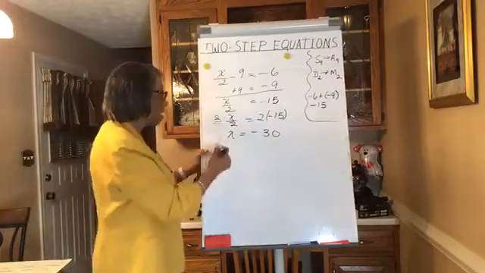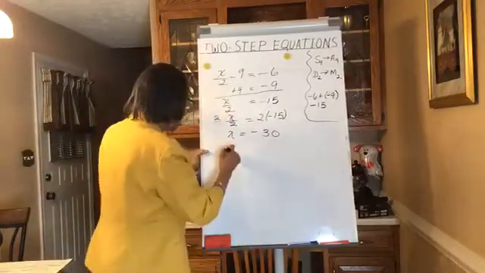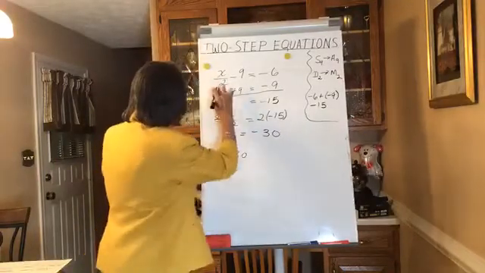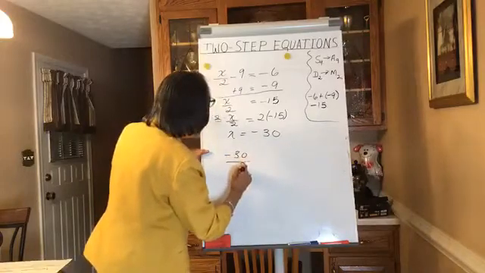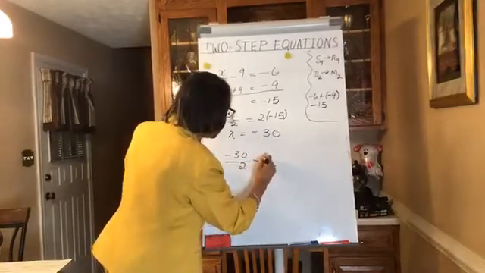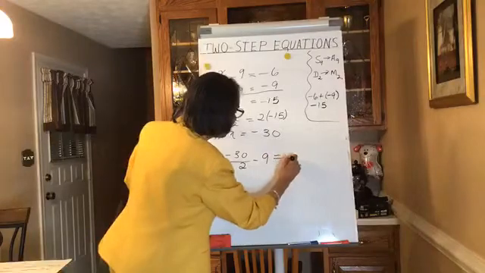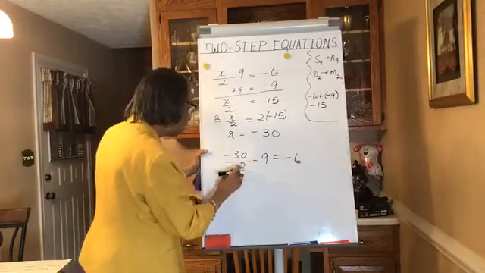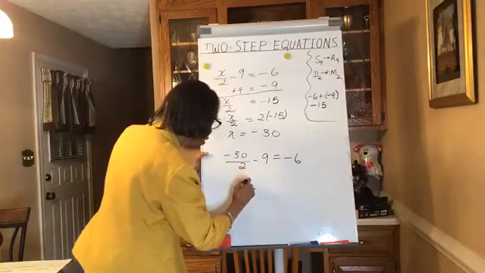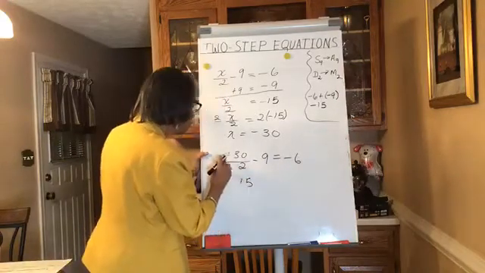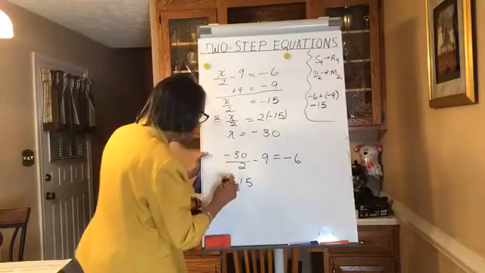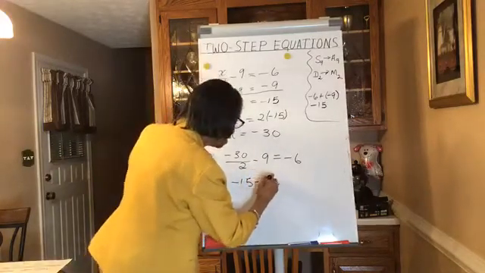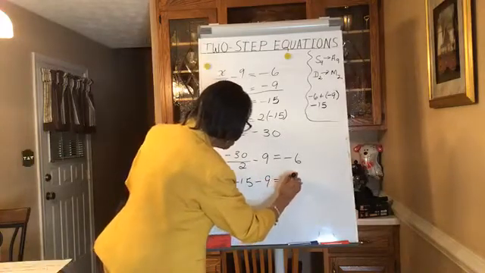All right, let's check it. Negative 30 divided by 2 minus 9 equals negative 6. Let's see. We're dividing 2 into 30, that's 15. And of course, the signs are the opposite, so this is negative 15. Minus 9 equals negative 6.